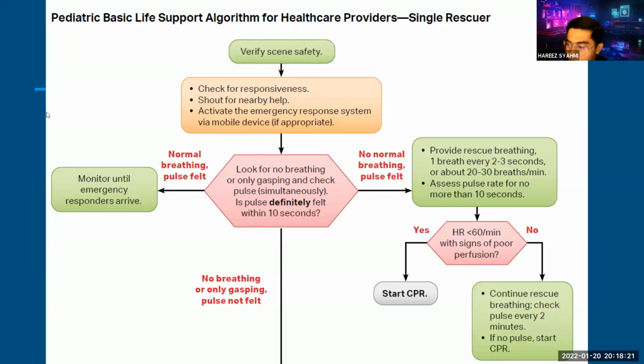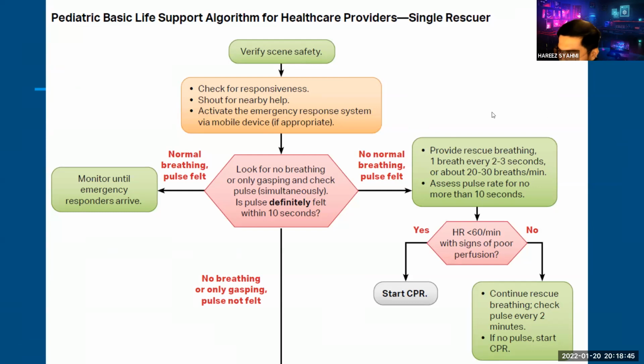So we move into the algorithm on how we do CPR on children. For your information, there are two types of CPR that can be done, which are single rescuer and two rescuer. First, we will discuss the single rescuer.